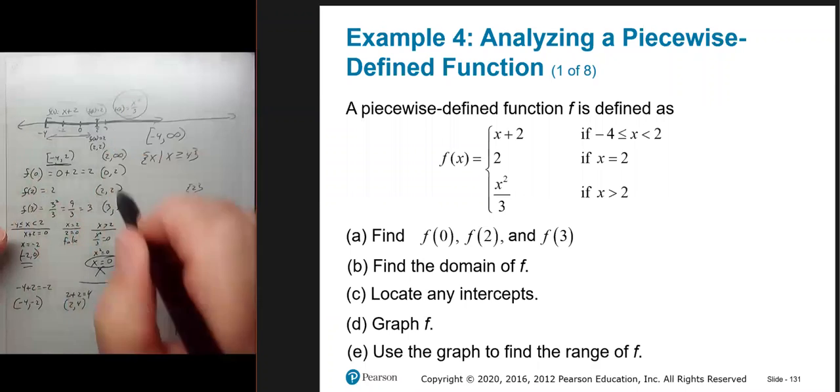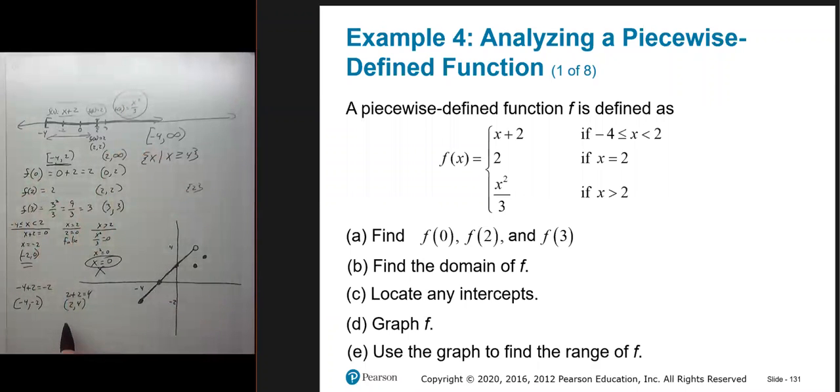So I'm going to put 2 in for x squared over 3. So I'm going to get 2 squared over 3, which equals 4/3, which is 1 1/3. And the reason I write it as a fraction is because the improper fraction is easier to graph than the mixed number. So at 2, I'm going to go up to 1 1/3, and it's going to be an open dot.